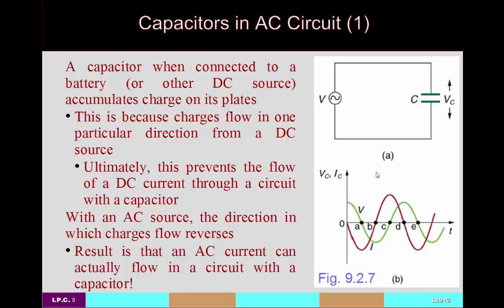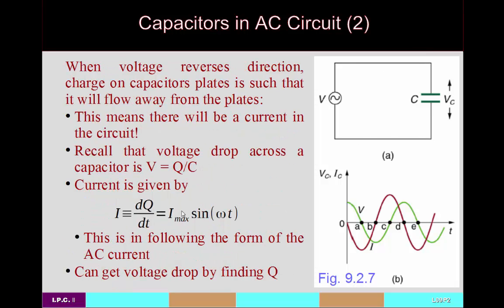And the result is that with an AC current, you actually get current flowing through the capacitor itself, more or less. And so you have current actually flowing in your capacitor-containing circuit. Basically, the way that works is this.